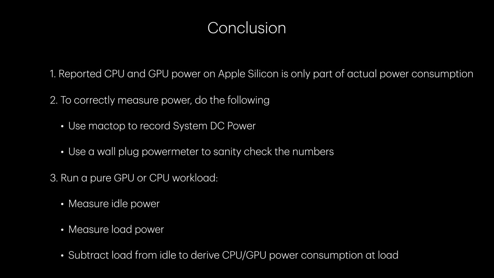That makes delta power a much cleaner and more reliable signal than trying to interpret absolute readings, especially when tools like power metrics can misattribute or blur power across subsystems. In short, instead of asking how much power is the system using, we're asking how much extra power does this specific workload add, and that's a far more precise way to isolate CPU or GPU consumption.